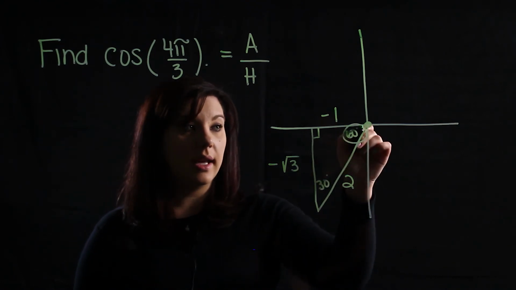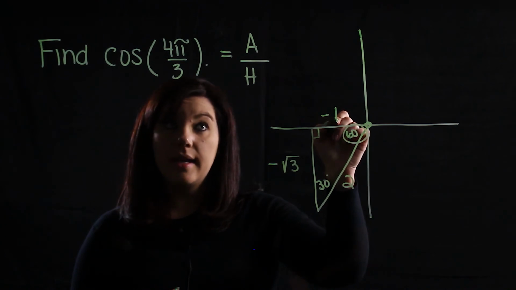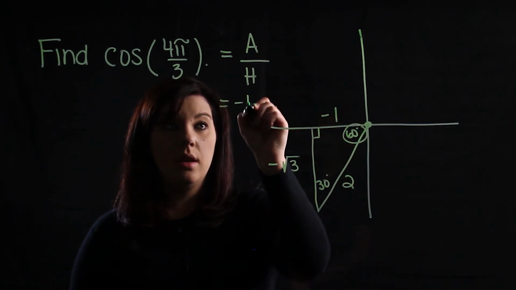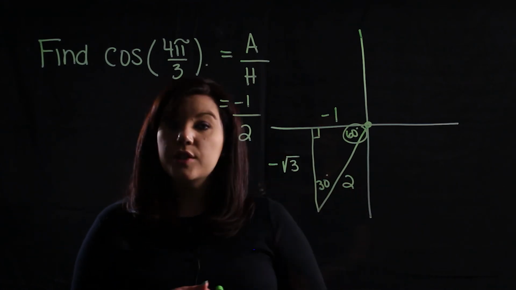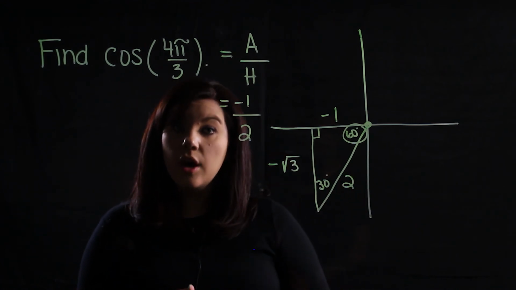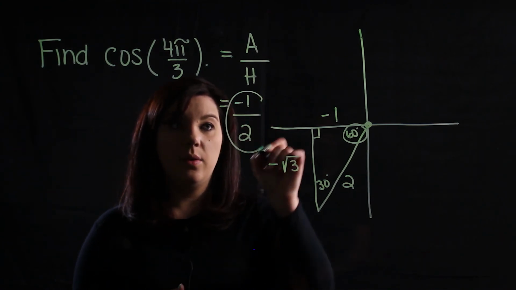Here's the angle we're looking at. Adjacent to that means right next to it, so that would be my -1. My hypotenuse is 2. So now we have found that the cosine of 4 pi over 3 has a value of -1/2.